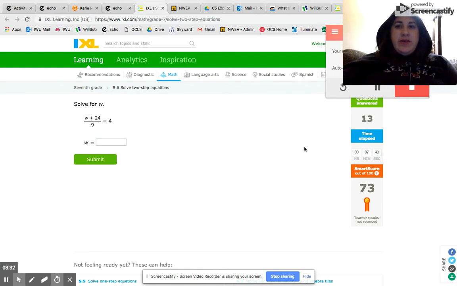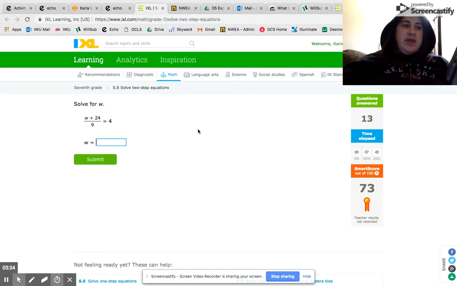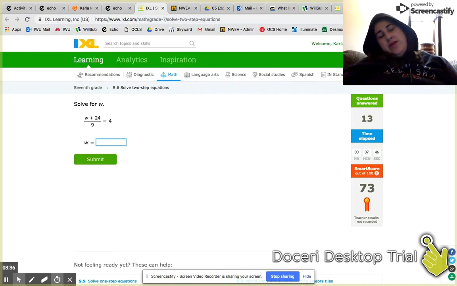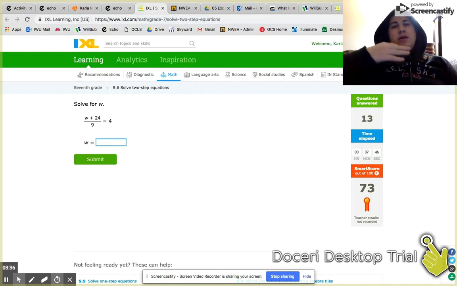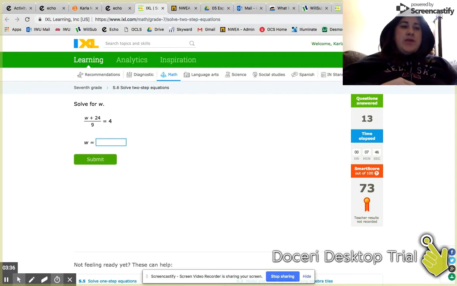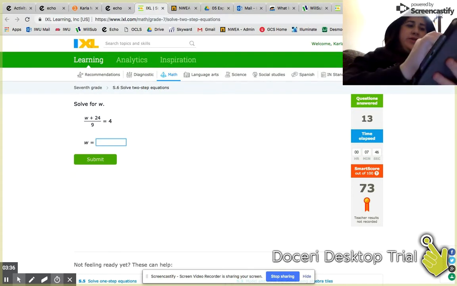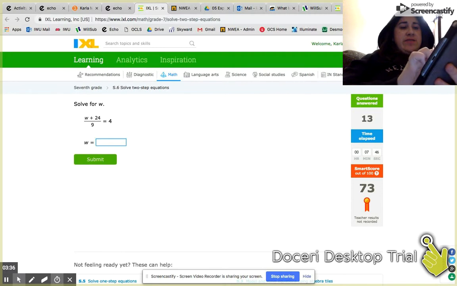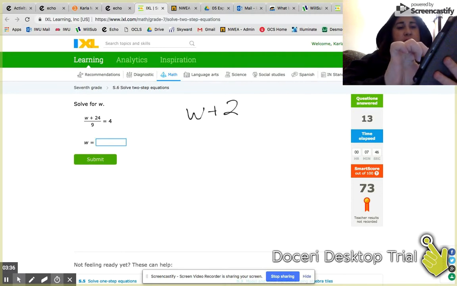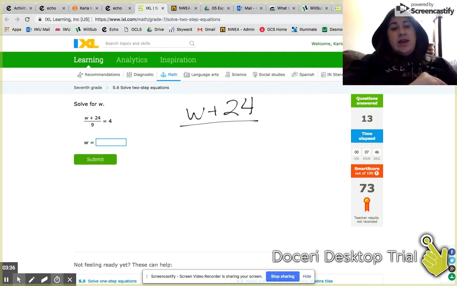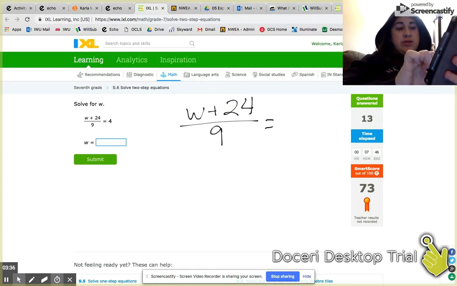All right, some of you may run into a problem like this. This one is a little trickier. It's not something that I would give you because it's not part of our standard. You might see it in some tests, but you'll see it a lot more next year. But it appears on IXL, so let's try to figure it out, okay? If I rewrite this, I have W plus 24 divided by 9 is equal to 4.